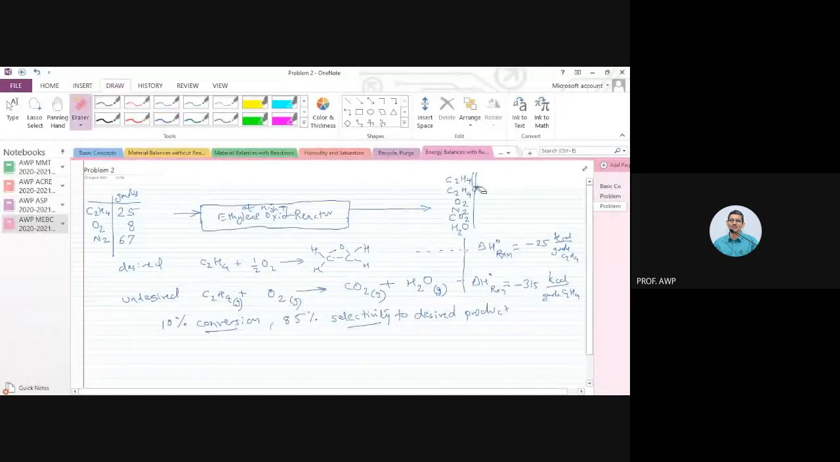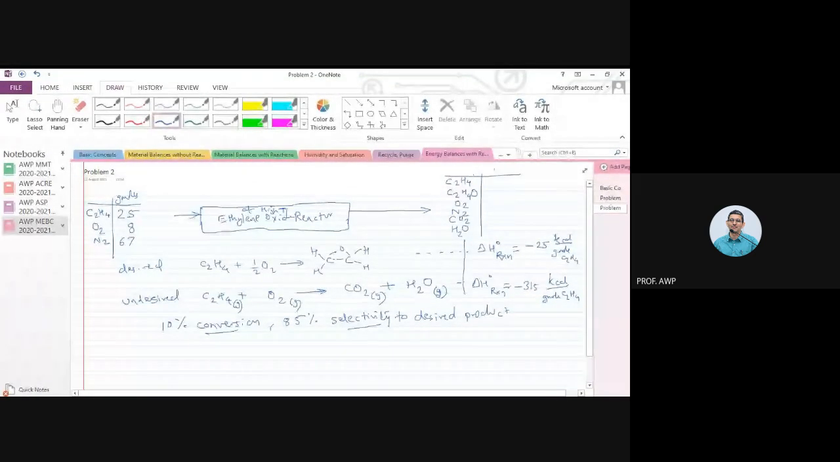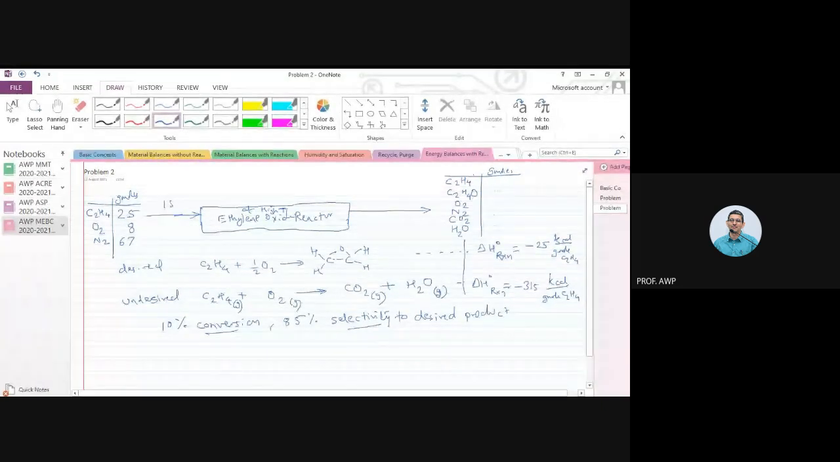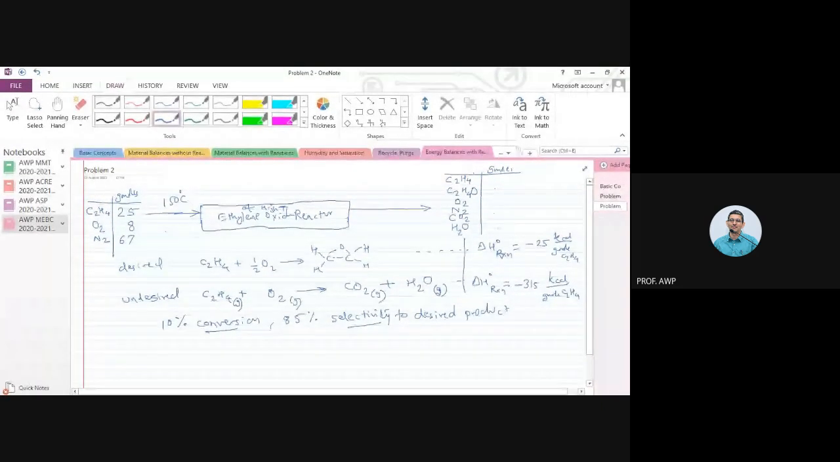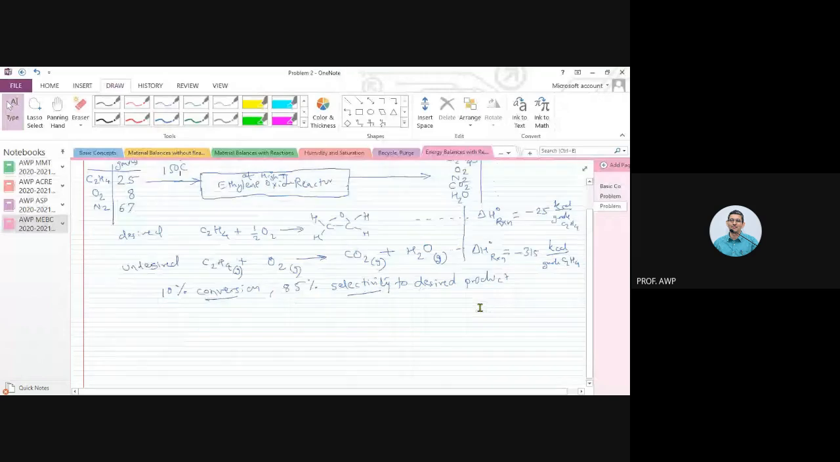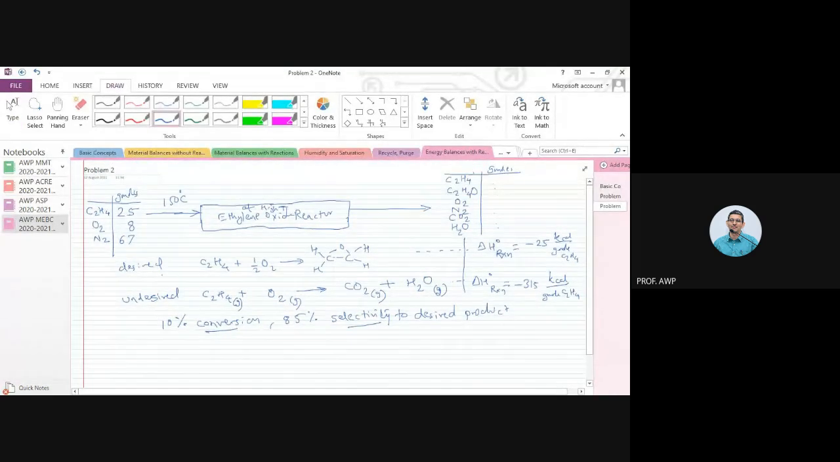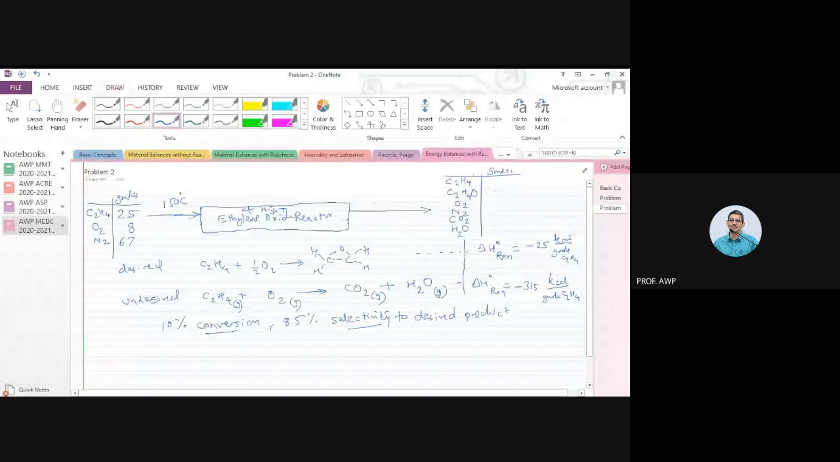Again, you can do the material balance first. Write the gram moles of all of these going out. Let's say this gas comes in at 150 degrees centigrade. Now, I want you to calculate the outlet temperature.